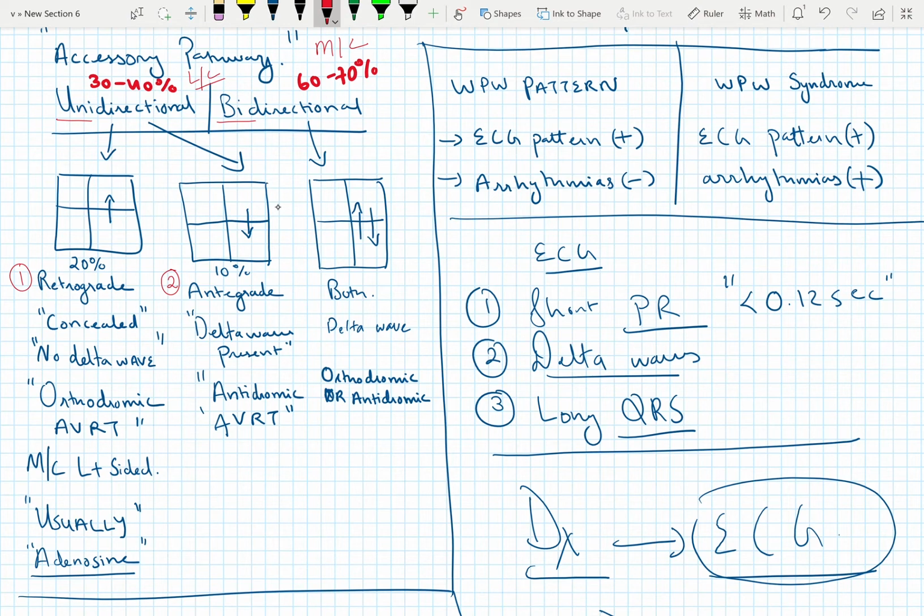In the retrograde direction, just imagine the accessory pathway only allows the impulse to go from the ventricle towards the atrium; then it is known as a retrograde pathway. If the accessory pathway allows the impulse to go only from the atrium towards the ventricle, then it is known as an antegrade pathway. The other one is bidirectional, in which the impulse can go either way, from the atrium towards the ventricle or from the ventricle towards the atrium. This is the most common one among all. Another name for the retrograde pathway is a concealed pathway.